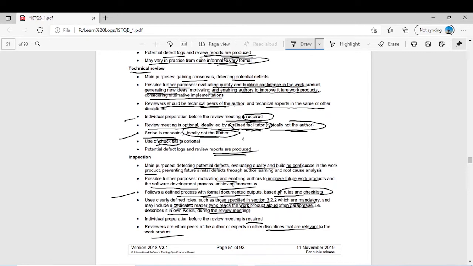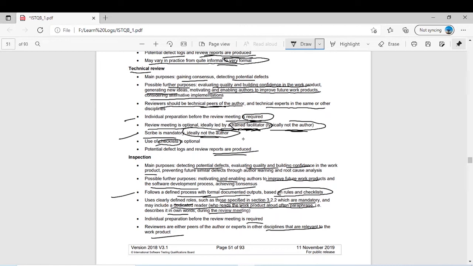It follows a defined process with formal document output based on rules and checklists. As I told you, it follows a defined process which we have seen a few videos back, where a formal process of review was defined: planning, initiate review, then individual preparation, then issue and communicate, and then fixing and reporting. So inspection is following all those steps, and in inspection everything is mandatory. In technical review, checklist was optional, for example, but in inspection everything is mandatory.